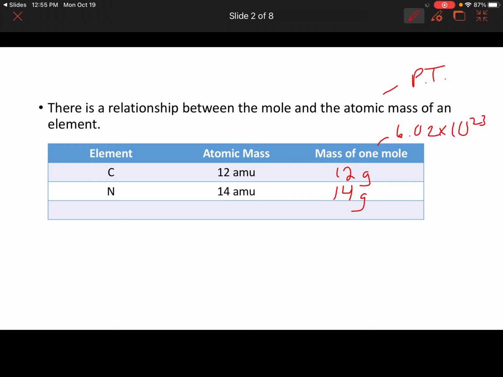If we look at magnesium, for example, magnesium is 24.3 on the periodic table, and that's atomic mass units. If you measured out 6.02 times 10 to the 23 atoms of magnesium, it would weigh, or it would mass, 24.3 grams. So this is the relationship here between them.